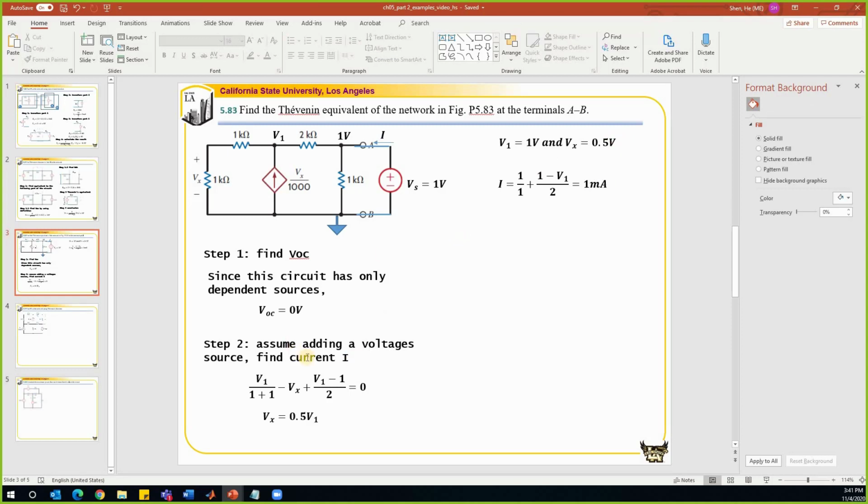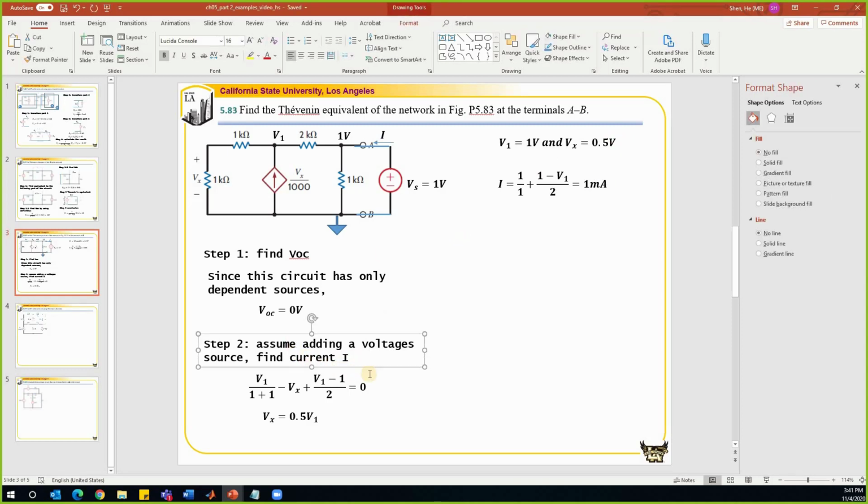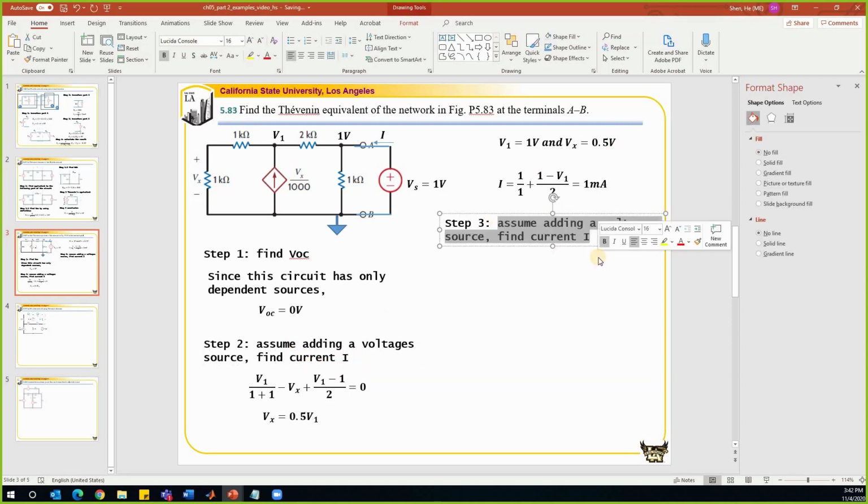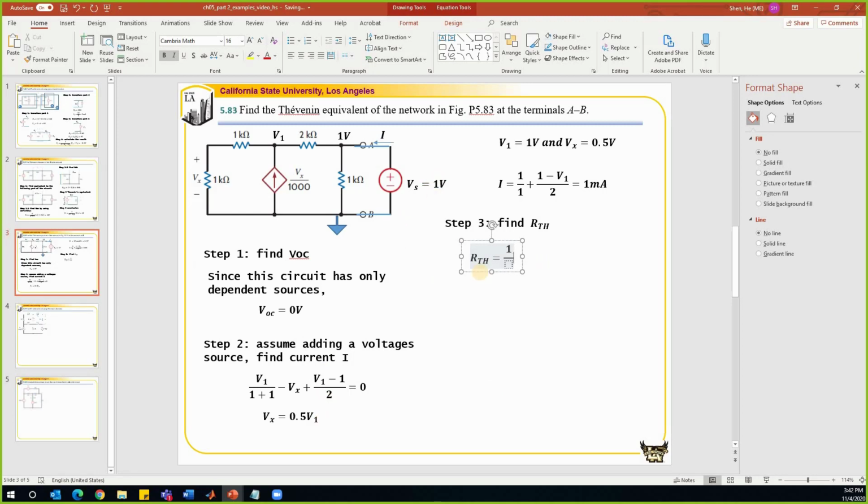So after we find I, we'll be able to calculate the resistance. Step 3, find RTH. We can find RTH by using Ohm's law. We add the voltage of 1 volt, and we see current 1 milliamp. So we know the resistance is 1 kilo ohm. Then we can draw the conclusion.